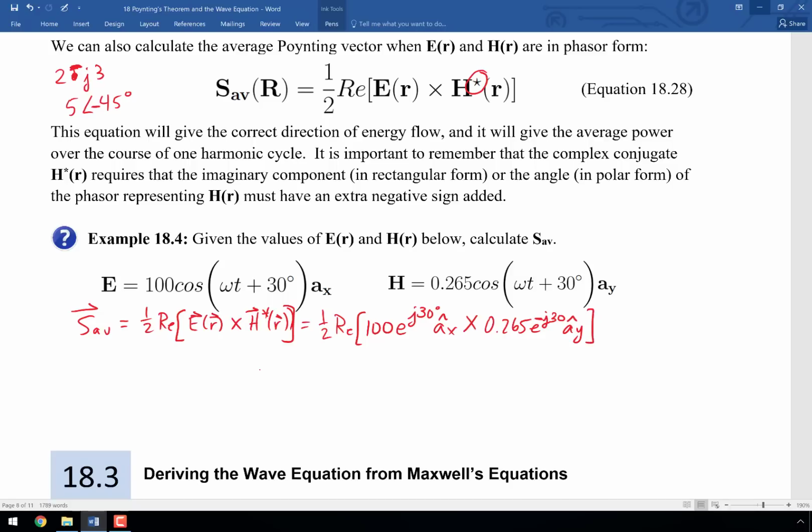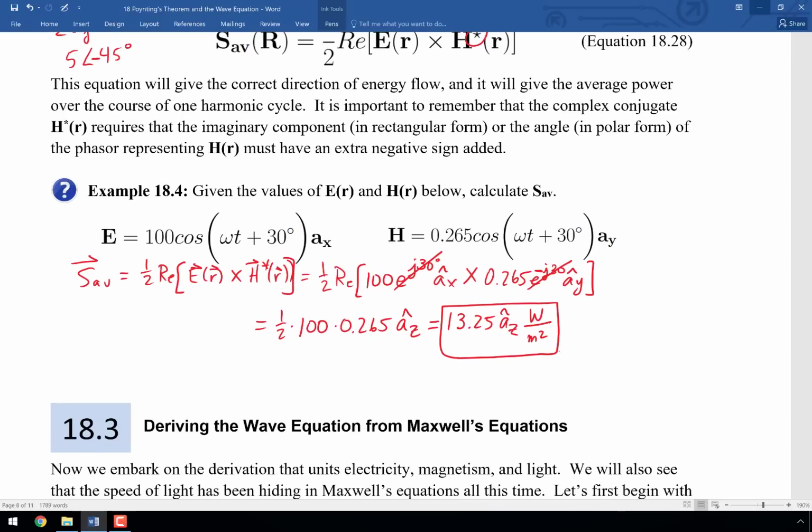So this becomes 1/2 times 100 times 0.265, and then the e to the j30 cancels with the e to the negative j30. And a sub x crossed with a sub y gives me an a sub z, and so this becomes 13.25 a sub z, and the units of the Poynting vector are watts per square meter. Remember that if you take the surface integral of the Poynting vector, you end up with watts, so it has to be watts per square meter.